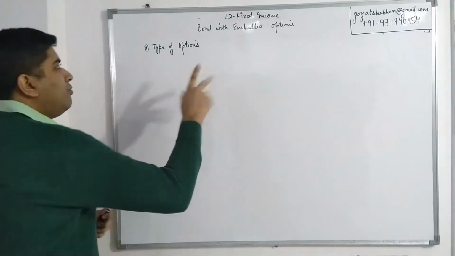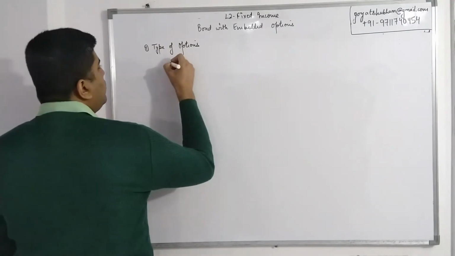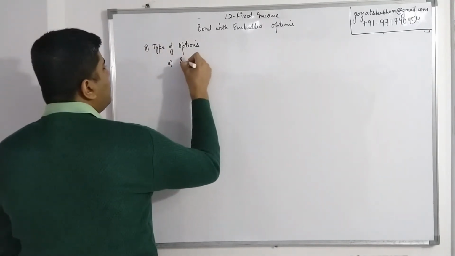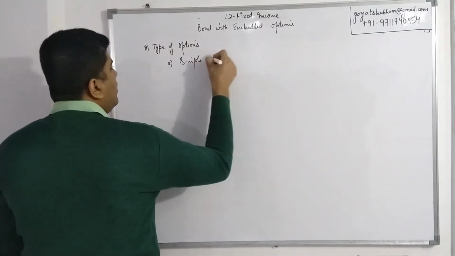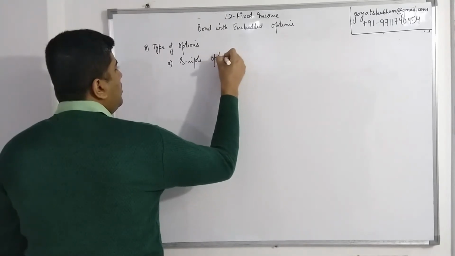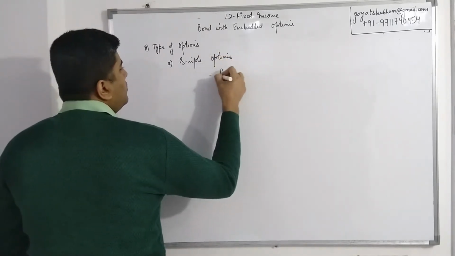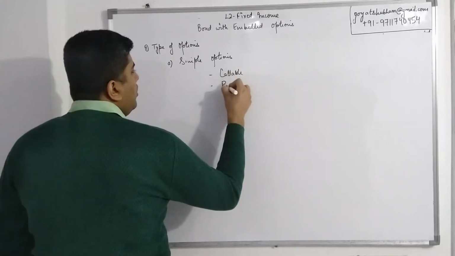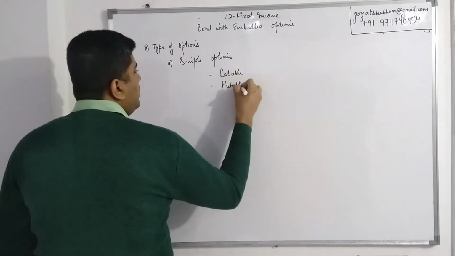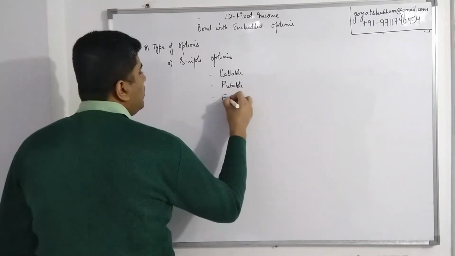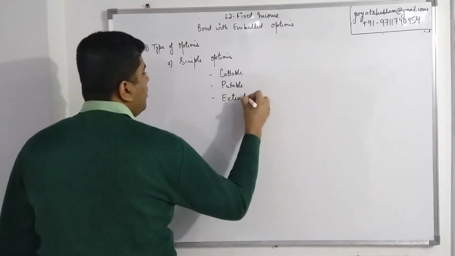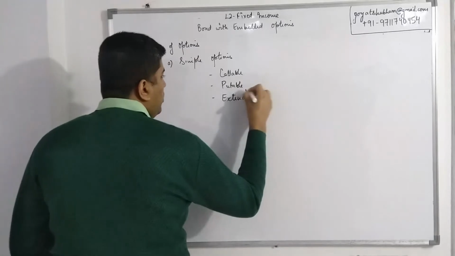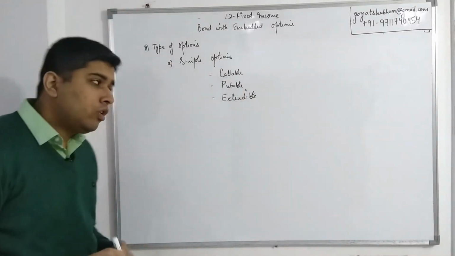So in case of bonds, the options are divided into two categories. You have simple options, such as callable bonds, puttable bonds, or a newer type which you didn't have at Level 1, extendable bonds. Let's talk about what they are.